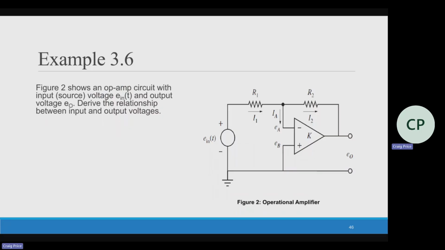It's not the worst. Example 3.6 from the textbook. We have an op-amp circuit. We have an input voltage and we have an output voltage. We want to derive the relationship between input and output voltages. What this means, anytime I've got an op-amp, our goal is to find the transfer function of E out over E in. That's our goal. So if any circuit has an output voltage, we're always looking at that output voltage with respect to the input. In this case, it's a voltage input.